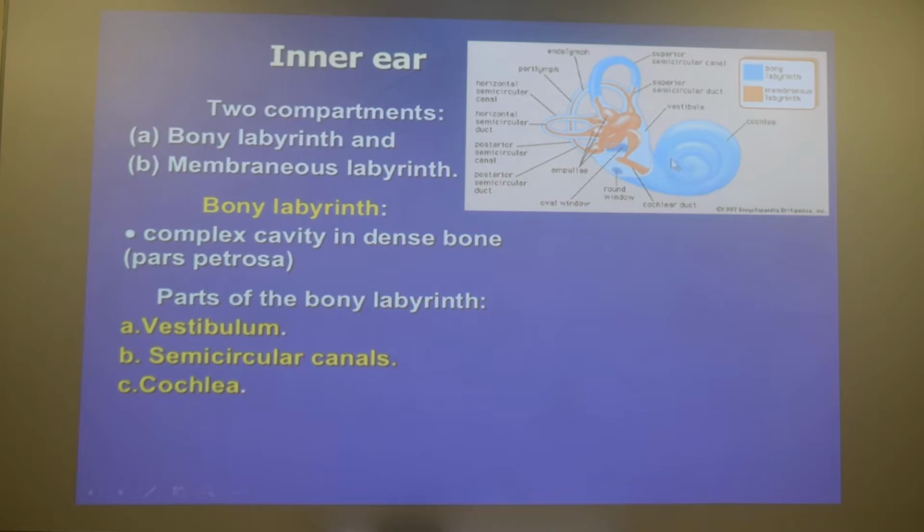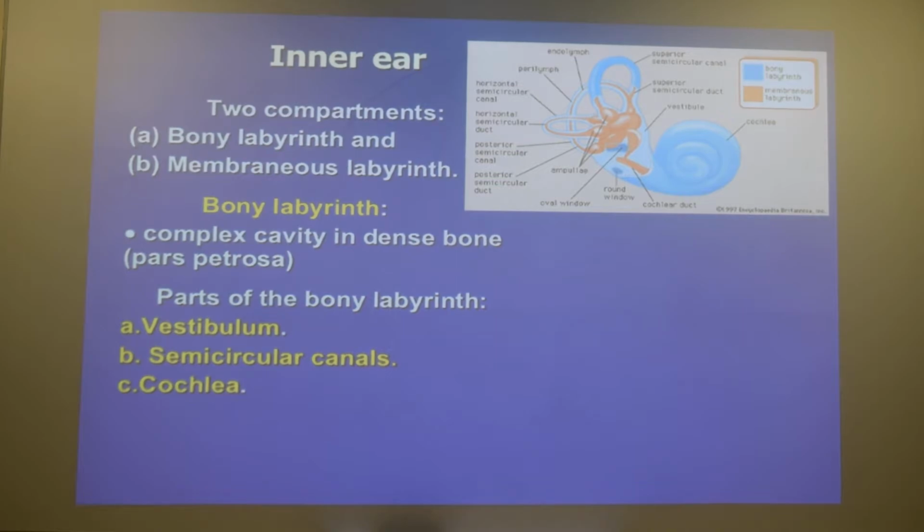So the bony labyrinth is a complex cavity in the dense bone of the pars petrosa, or petrous temporal bone. You can see this blue thing is the bony labyrinth. And then within the bony labyrinth, you can see this orange tube. This is the membranous labyrinth, which is basically a duct inside the bony labyrinth.